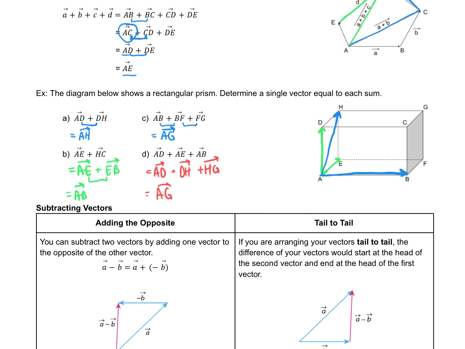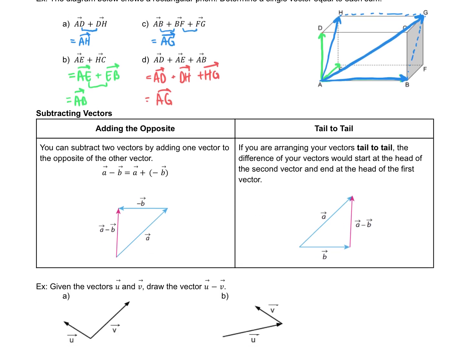Now here I have to think a little bit more in the 3D space to create my parallelogram. The parallelogram, first of all, parallel to AH would be BG, and then parallel to AB would be HG. So there's the parallelogram. And then we're starting at the tails and ending at the diagonal. So we still get AG, just a more visual approach. Either way, it's perfectly fine.